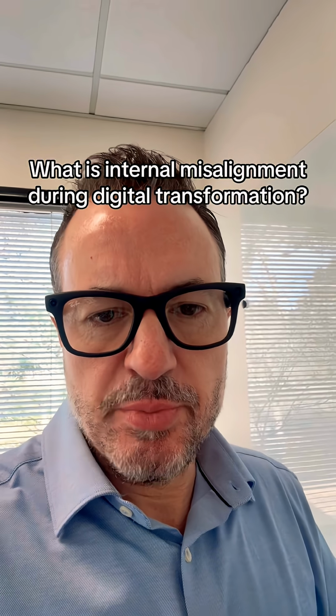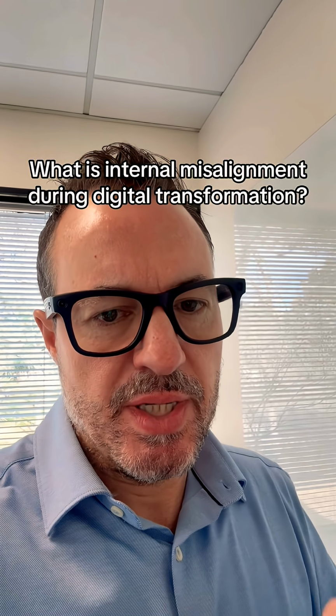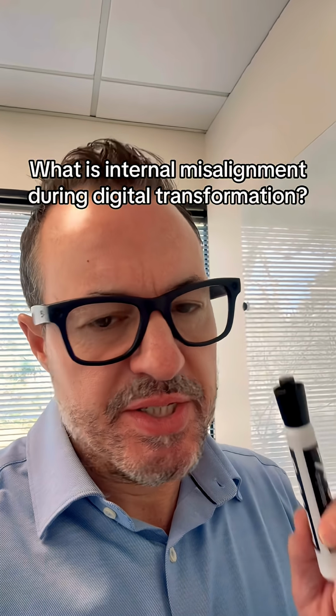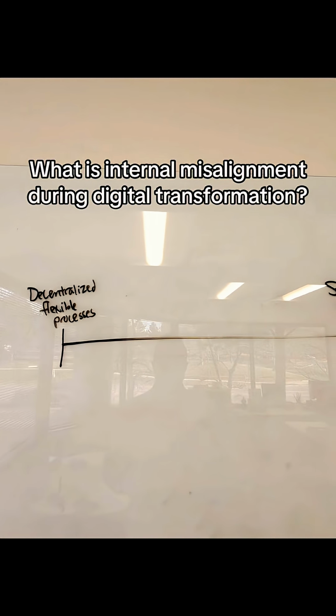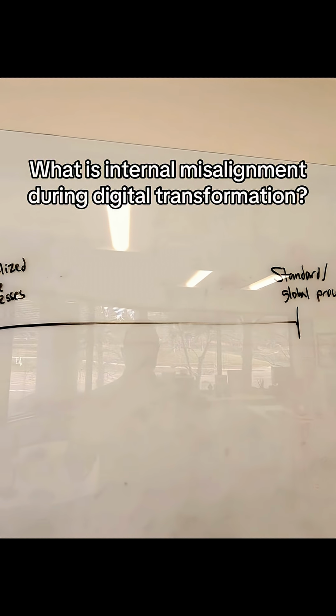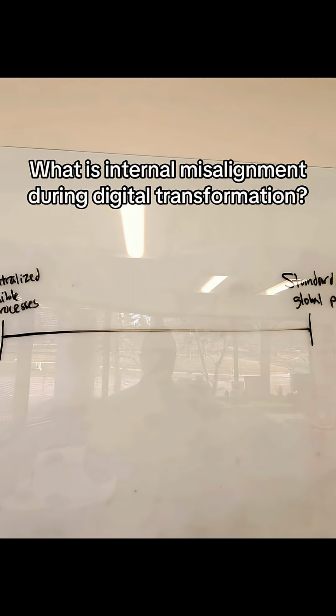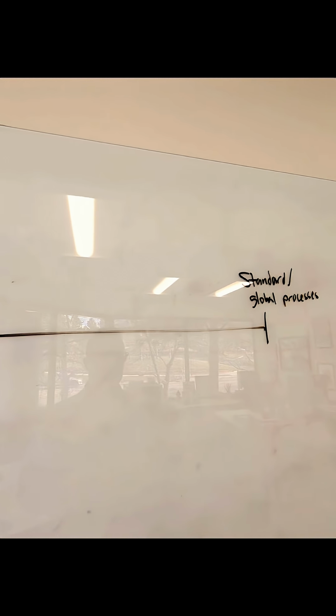What is internal misalignment and how do you know it when you see it? I'm going to whiteboard it for you in 60 seconds or less. So here's a real simple example of a major decision at the executive level that can reveal whether or not you're aligned. And I'll give you an example of what misalignment looks like.